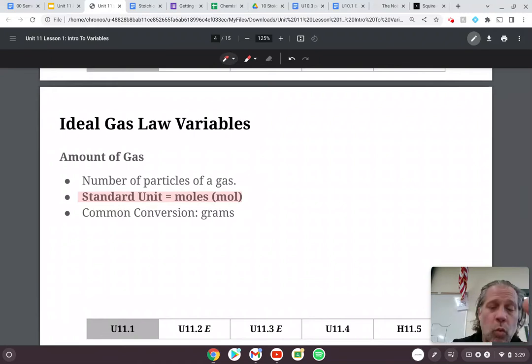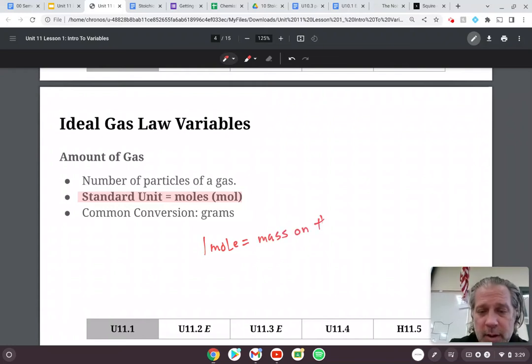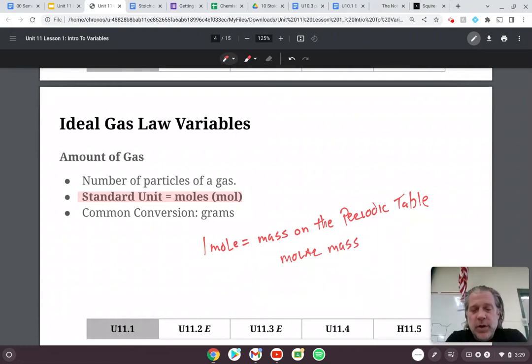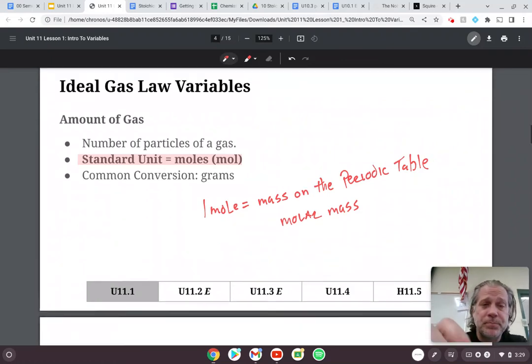So if you remember that 1 mole of anything is equal to the mass on the periodic table, commonly called the molar mass. So just like we did in our last unit, you had to calculate the molar mass of the substances you worked with in the lab. You went to the periodic table, you grabbed the masses on the periodic table, and you simply added them up. And that will translate to the number of moles that a gas can have.